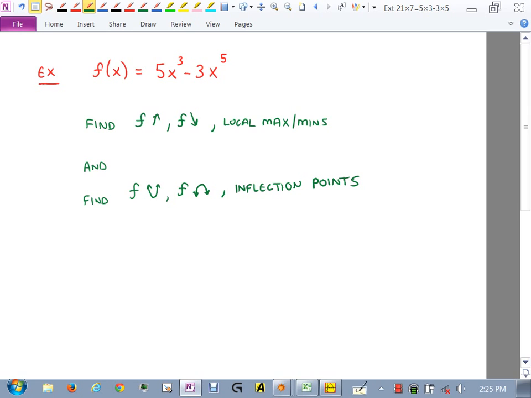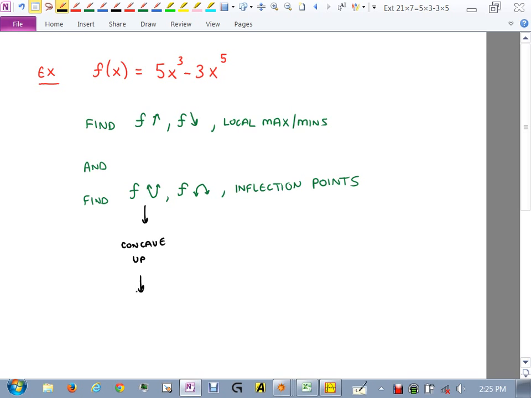All right, we've got 15 minutes. I think we can probably do this. So there's something new here. We want to be able to find where a function's increasing and decreasing, local max and mins. We've already done that, right? We know the process. But now I want to find concavity and inflection points. So this means find where it is concave up.